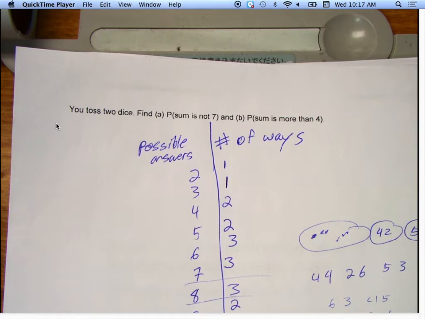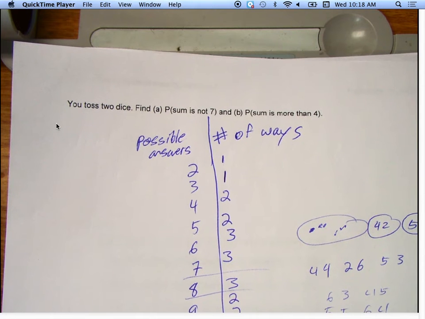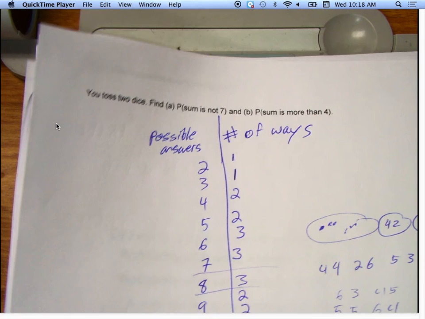But first, we are going to go back and answer some dice questions. Nice. All right. So, you tossed 2 dice. I want you to find the probability that the sum is not 7. And I want you to find the probability that the sum is more than 4. Okay? 2 different ones. You're going to try it right now.